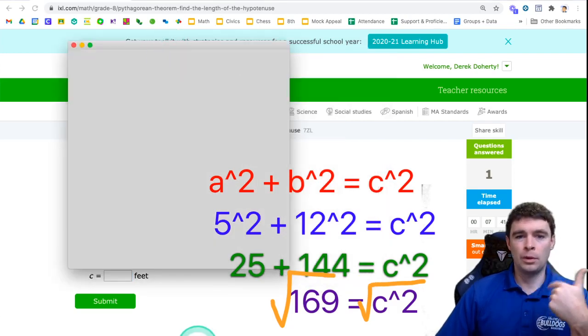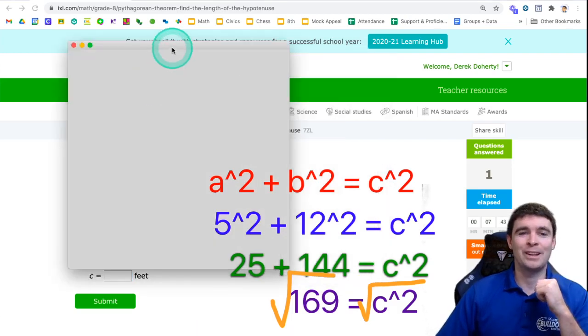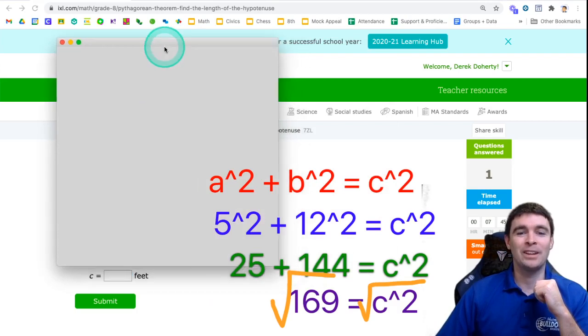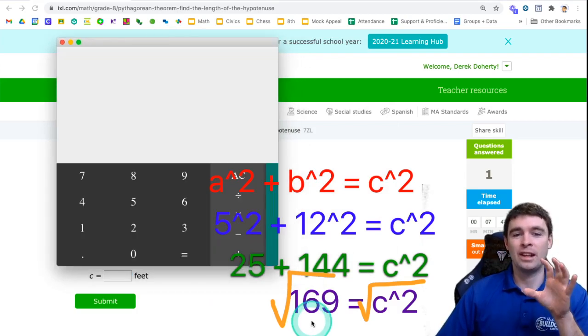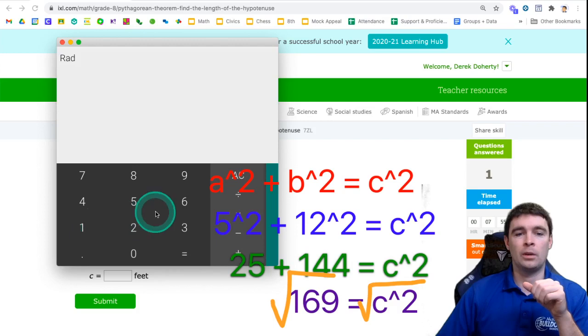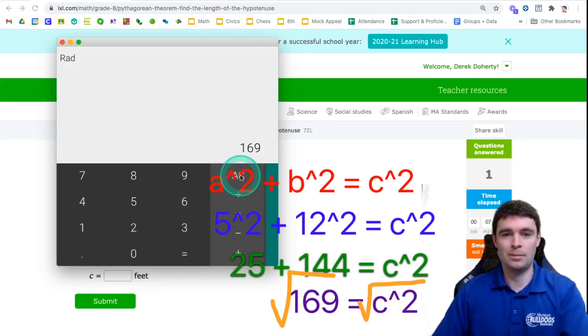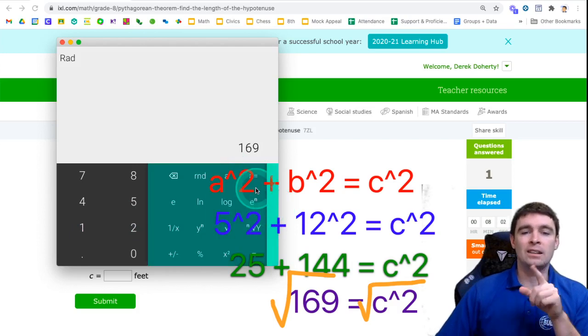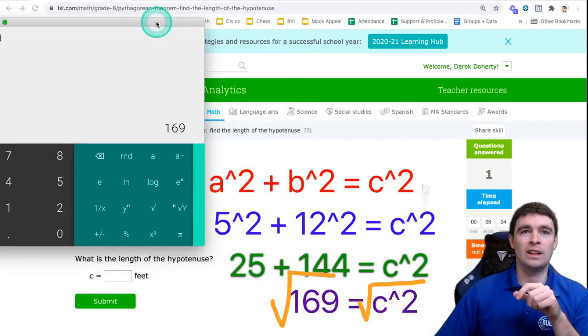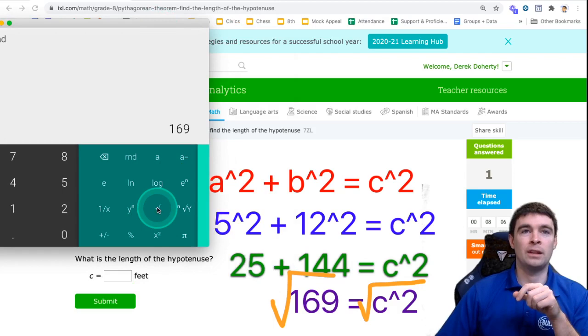For the Chromebooks, when you open up this calculator, which is taking a little while to load on my screen here, you enter the number first, and then you type the square root symbol. So in this case, I'm going to put in my 169 first. My 169 right there. Then I hit this green button here to find the more advanced symbols, and the square root button is right here.